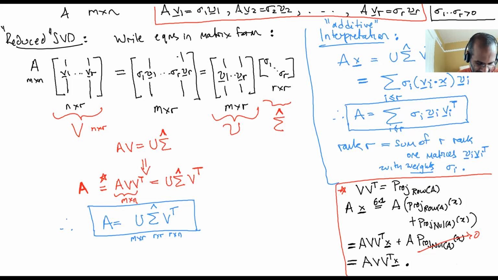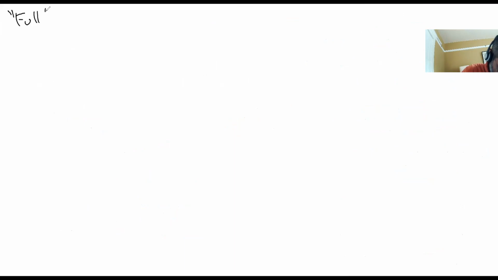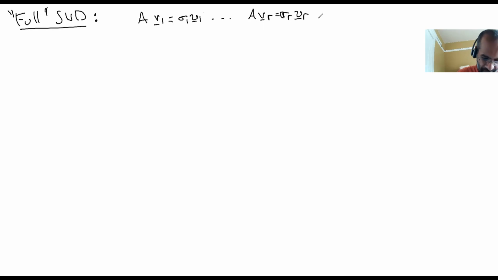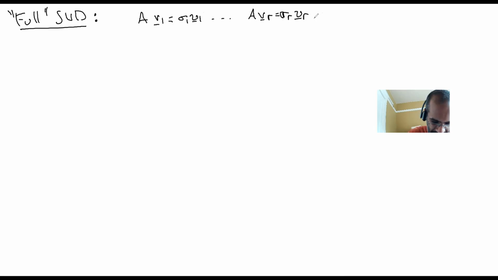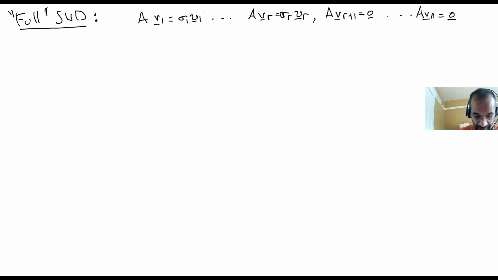Okay. Now in the book, they emphasize something else, which I think is less important, but I'll just briefly discuss it, called the full SVD. And the full SVD has the same starting point. So you have these equations, A V1 equals sigma 1 U1, up to A VR equals sigma R UR. But then you just pad this with a bunch of more equations, right? So you also have A V(R+1) equals 0, all the way up to A VN equals 0. You can write those down. It's legitimate.